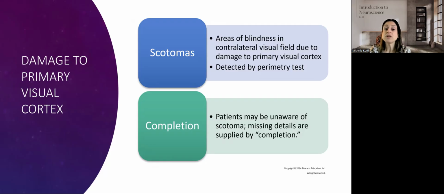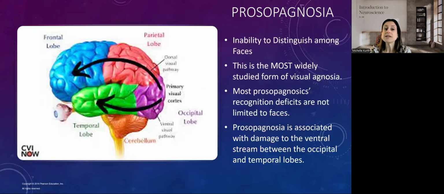Now, I will say, we talk about specialized damage. There are some very specific conditions that emerge from it. And one of the most studied ones is called prosopagnosia. This is the inability to distinguish among faces. It's also known as face blindness or facial blindness. Now, people with this condition cannot, again, recognize faces, even the faces of family and close friends.